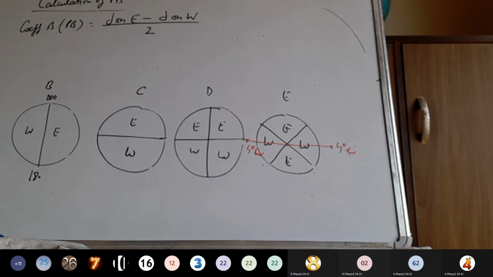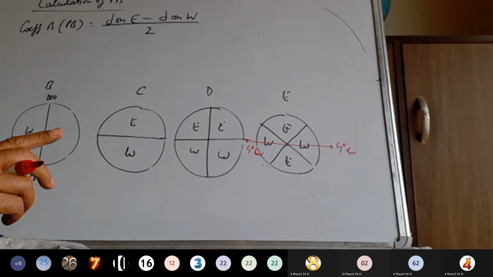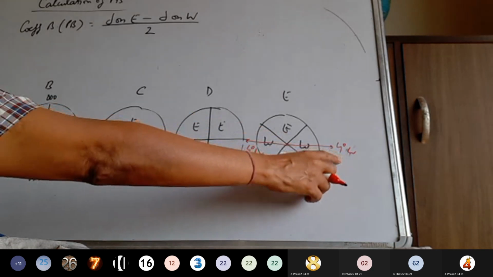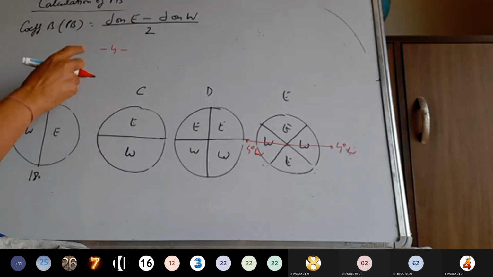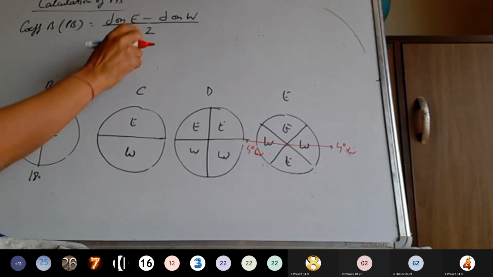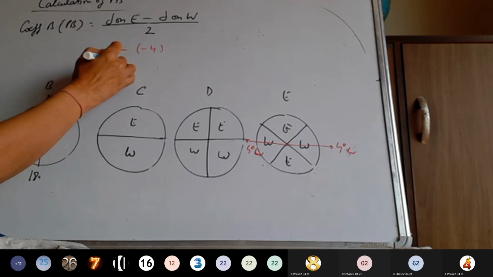Yes, sir. And what will happen to the component due to coefficient B? Here what we do is that in this formula we put easterly deviation as plus and westerly deviation as minus. So if we put this minus 4, so this will be minus 4 minus 4, and this minus is this here, minus 4. So this will become minus 4 plus 4.